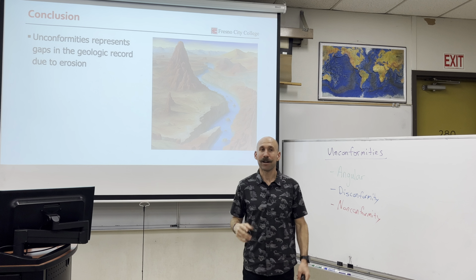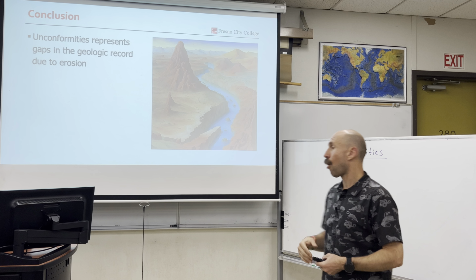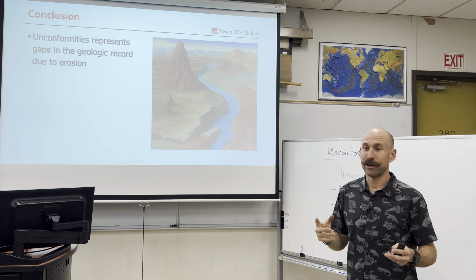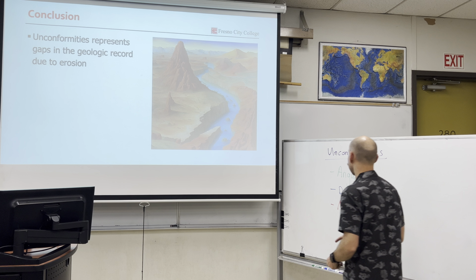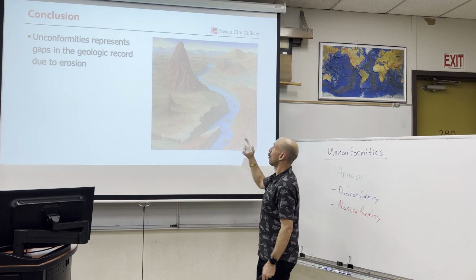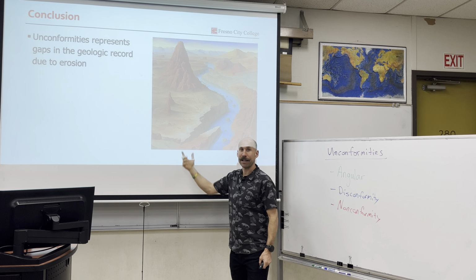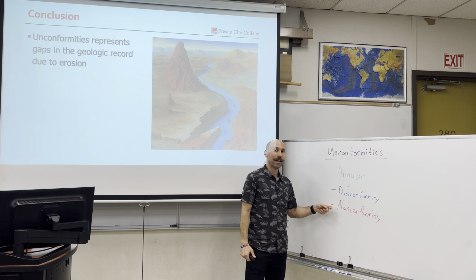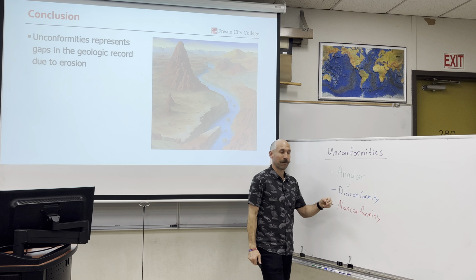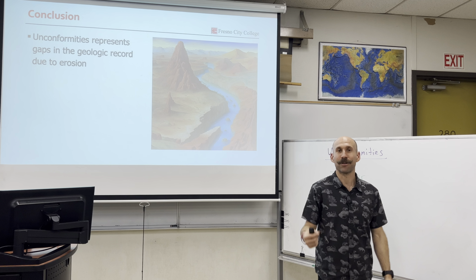So, unconformities, although they are periods where we don't know what was going on, they also indicate that erosion was happening at that location. There's three different types: angular, disconformity, and nonconformity, that represent gaps in the rock record.